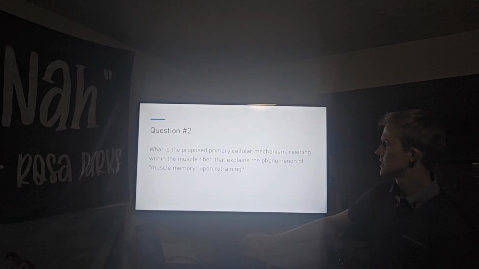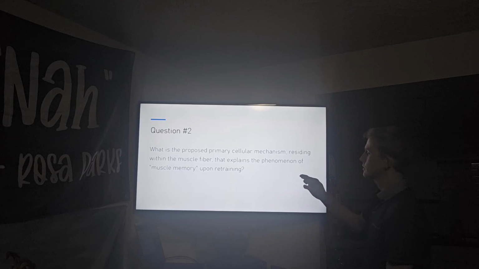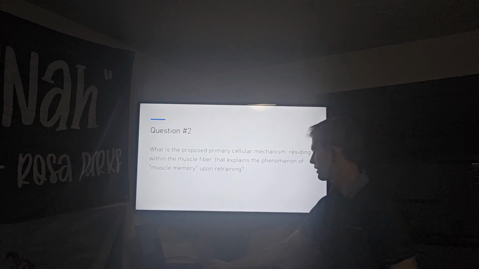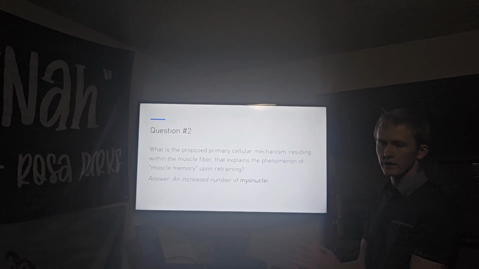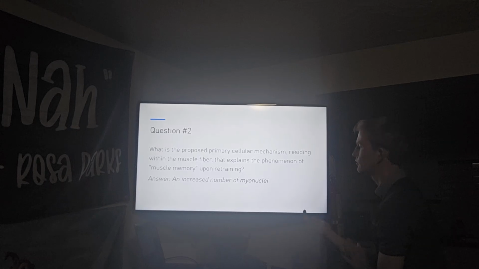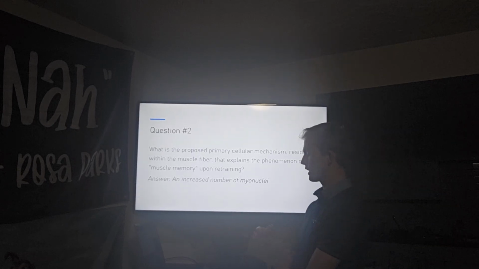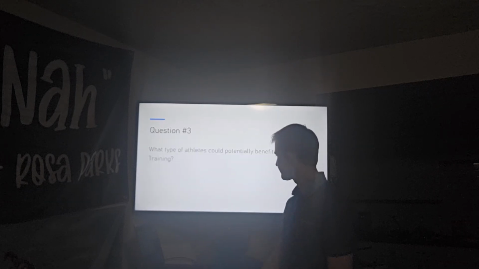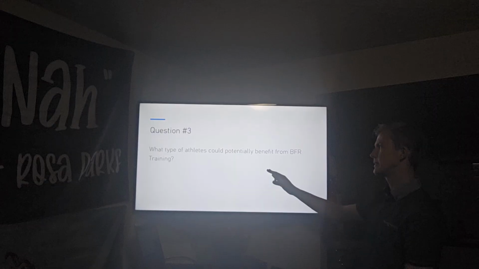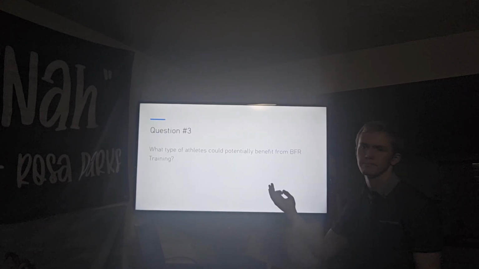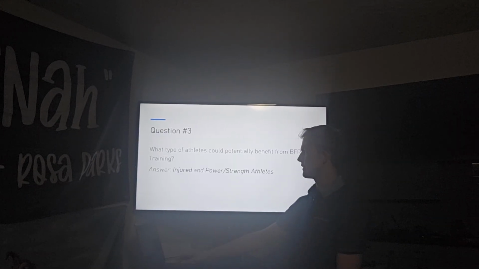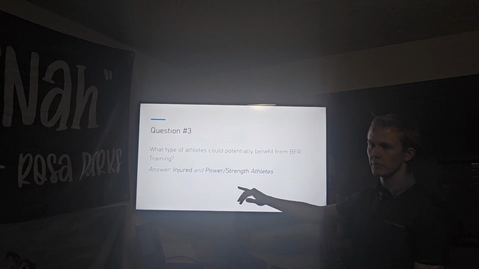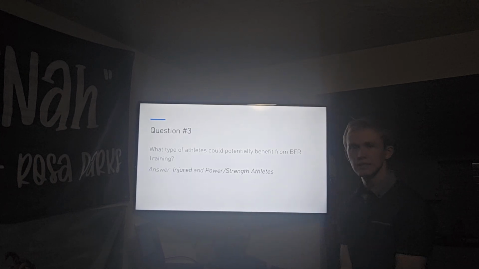Question number 2. What is the proposed primary cellular mechanism residing within the muscle fiber that explains the phenomenon of muscle memory upon retraining? The answer is an increased number of myonuclei, or the muscle nuclei. Question 3. What type of athletes could potentially benefit from BFR training? We just talked about that one, and that would be the injured and the power and strength athletes.